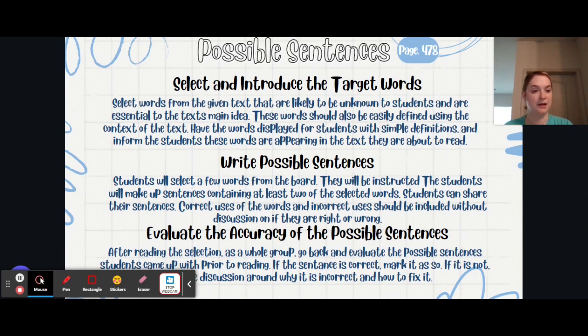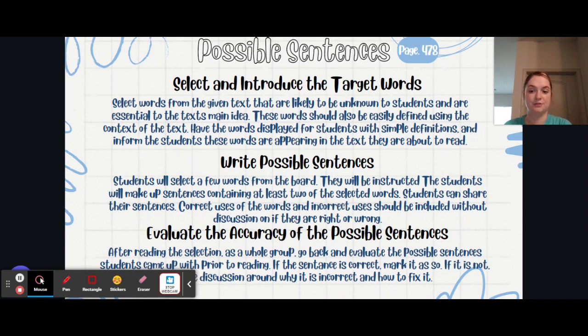Students will select, in pairs or individually, a few words from the board. They will then be instructed to make up sentences containing at least two of those words. They can then share their sentences. Correct uses and incorrect uses of the words should be included on the board. There should be no giveaway or discussion of whether those sentences are correct or incorrect in the way they use those words.